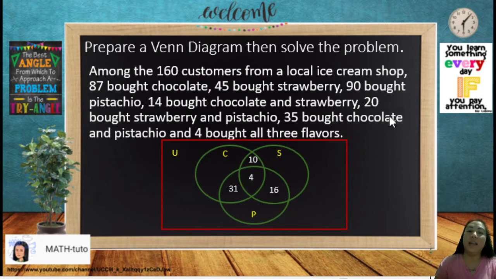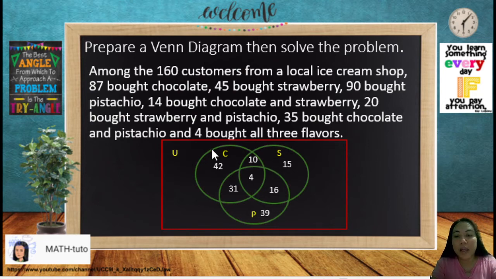Next, 90 bought pistachio, so that will be here. That is 90 minus 31 minus 4 minus 16, so we have 39. Next, 45 bought strawberry, that is 45 minus 10 minus 4 minus 16, which is 15. Next, 87 bought chocolate, that is 87 minus 31 minus 4 minus 10, which is 42.